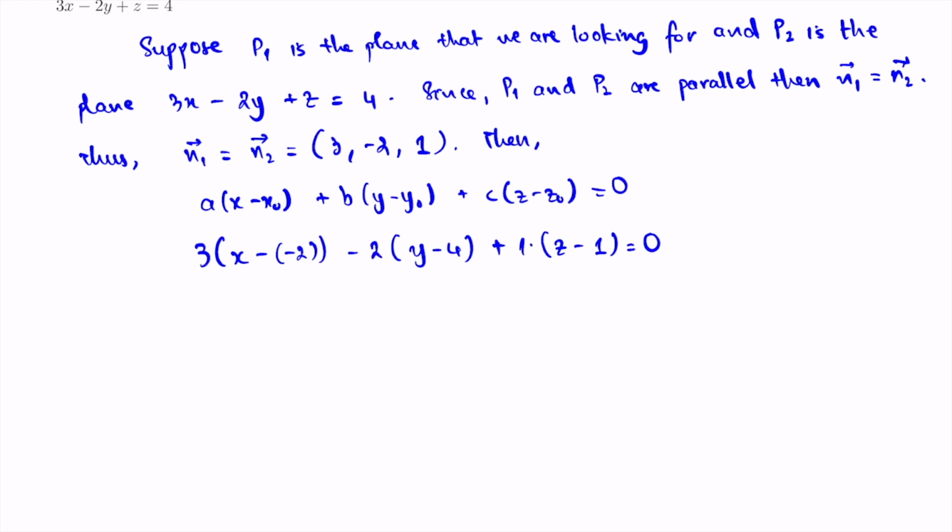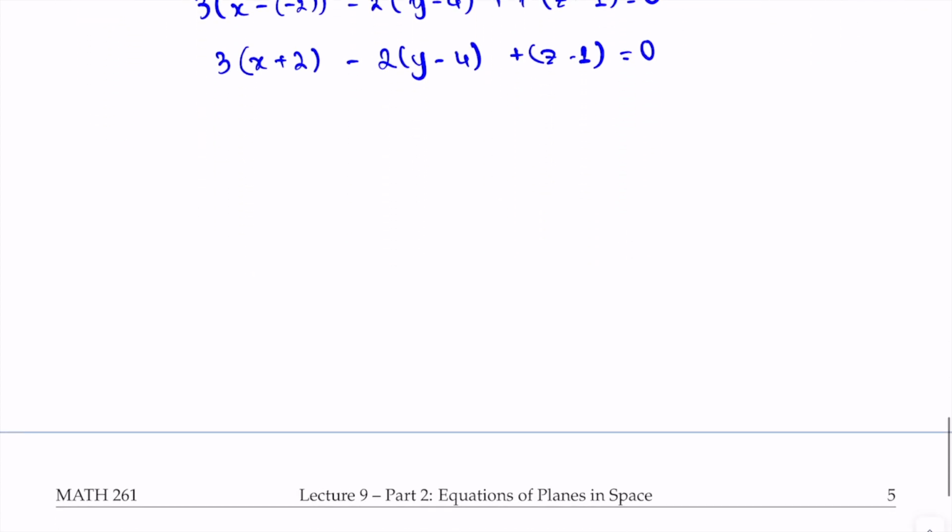Let's manipulate this equation, let's simplify it a little bit. So you get 3 times x plus 2 minus 2 times y minus 4 plus z minus 1 equal to 0. You can stop right here. This is the scalar equation, or the standard form, of the plane. Or you can manipulate the equation further to arrive at the general form of the equation of the plane, but there's no requirement on that. So we're going to move on to the next example.